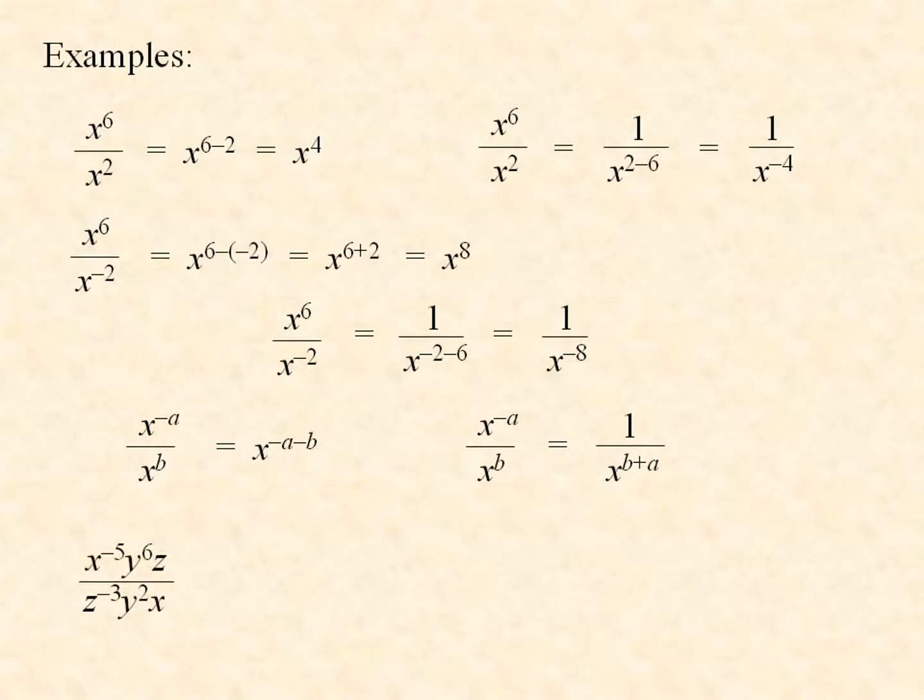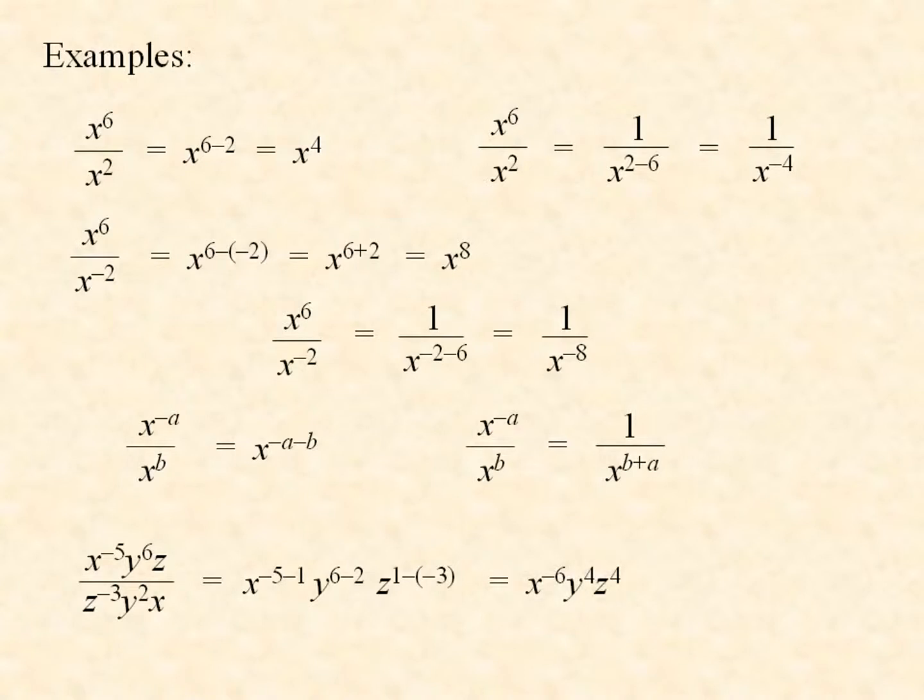Here's a longer example. We have 3 variables mixed. If we concentrate on the x's, x to the negative 5 over x is x to the negative 5 over x to the 1, and that's x to the negative 5 minus 1. We look at the y's, y to the 6th over y to the second is y to the 6 minus 2. And we look at the z's, that's z to the 1 over z to the negative 3, which is z to the 1 minus negative 3.